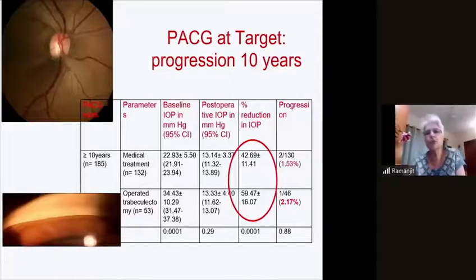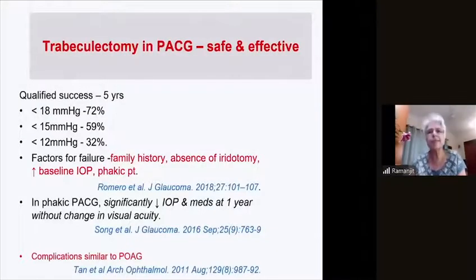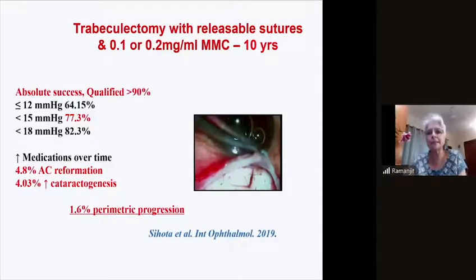In primary angle closure glaucoma, what we have seen is that progression will be only 1 to 2% if you lower the IOP to the target IOP that we have spoken about. Trabeculectomy is very safe and effective, better done with releasable sutures, and over 10 years we've seen that there's an absolute success and a qualified success of more than 90%, even if we wanted target IOPs of less than 12. So the AC reformation is required in a few, increase in cataractogenesis in about 4%, and we still found that there was perimetric progression in about 1.6%. So it works, but it needs a follow-up as well.